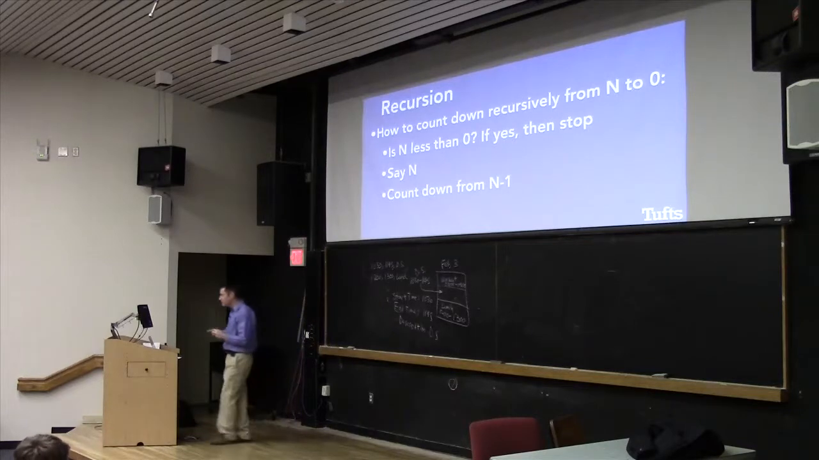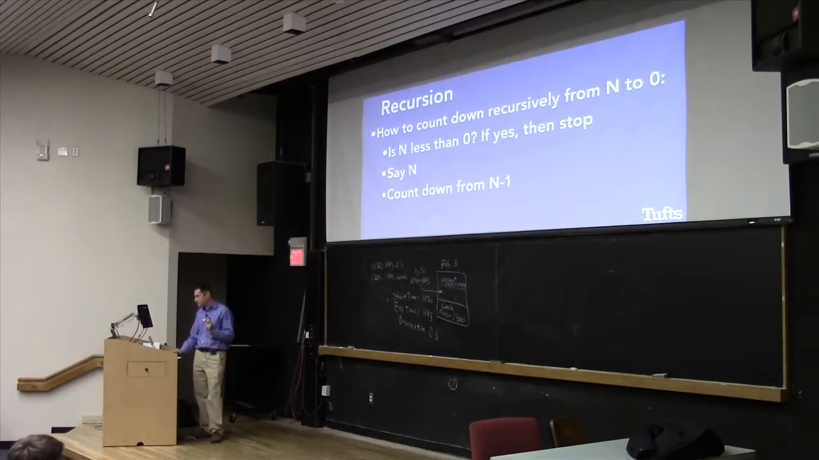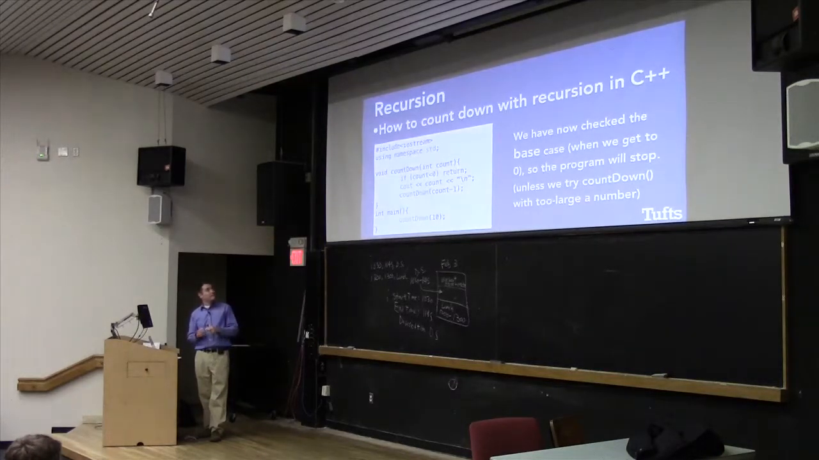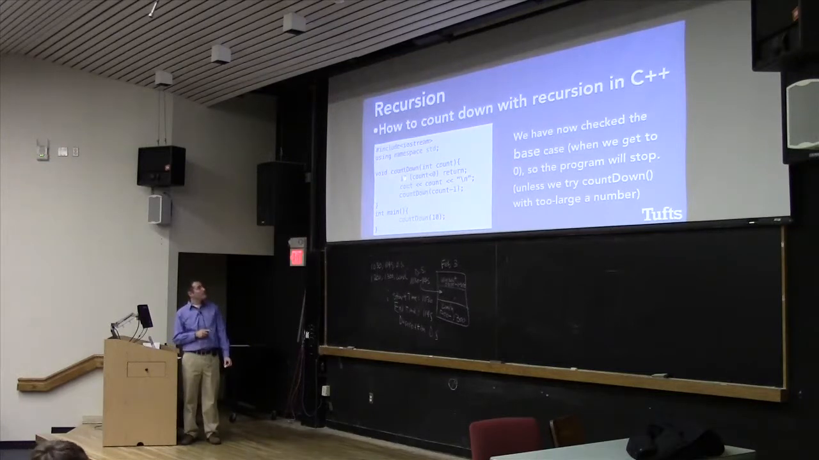Pretty straightforward stuff, and most of you have probably seen this program before. Here's the program, how to count down with recursion. What we're doing is exactly what that little algorithm said. Here's the function, countdown. It's going to say, if count is less than 0, just return. Otherwise, print out the number, count, and then a new line. And then count down from count minus 1.